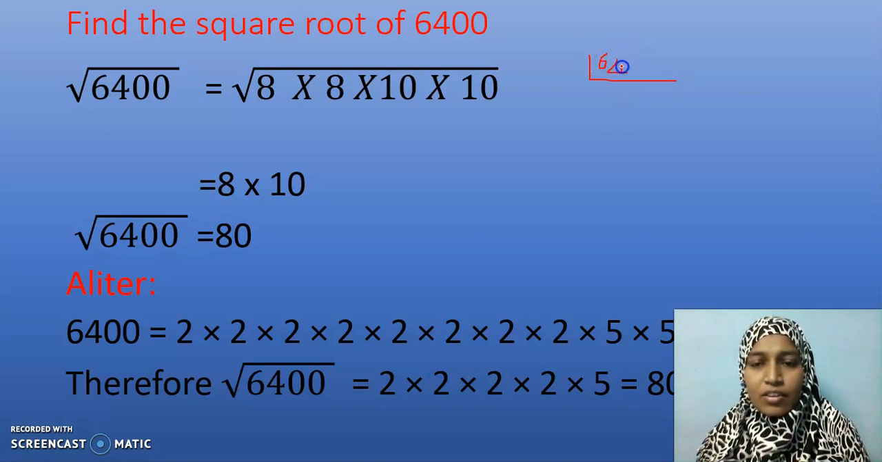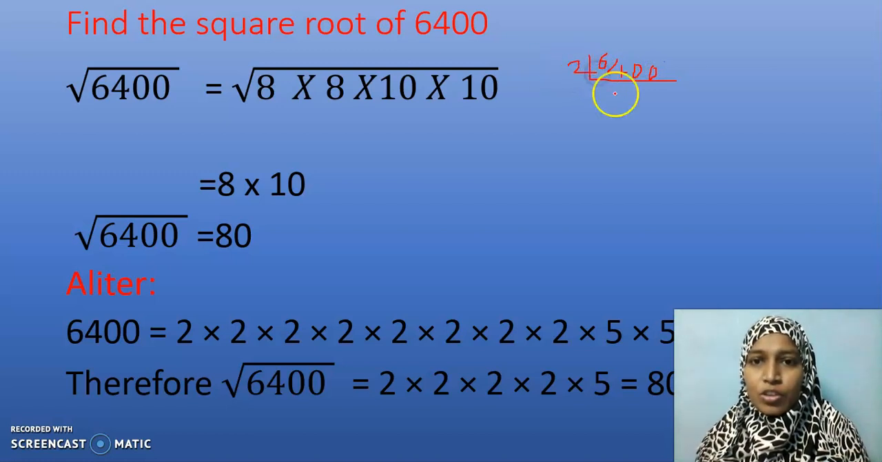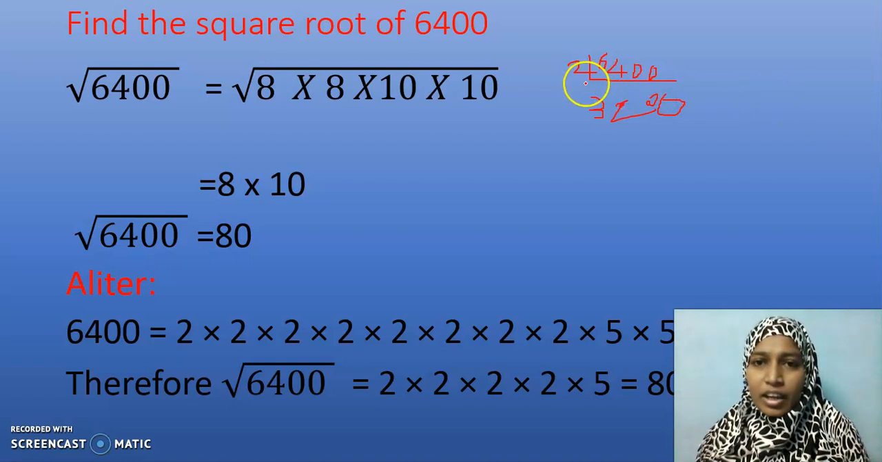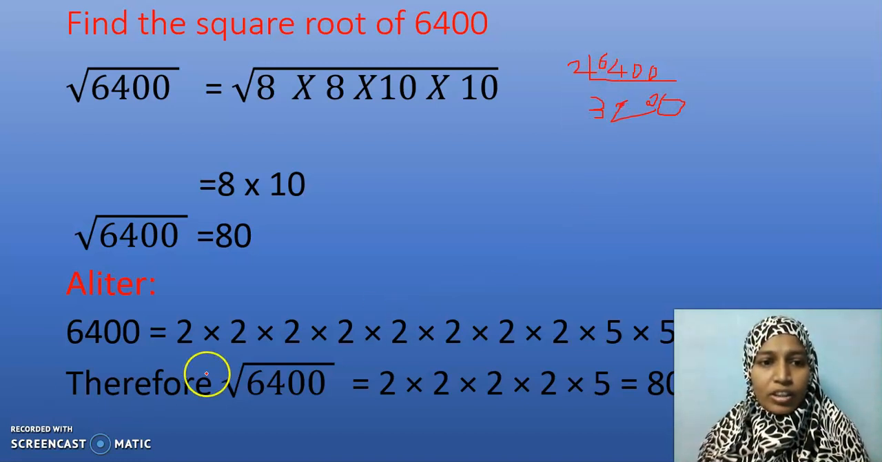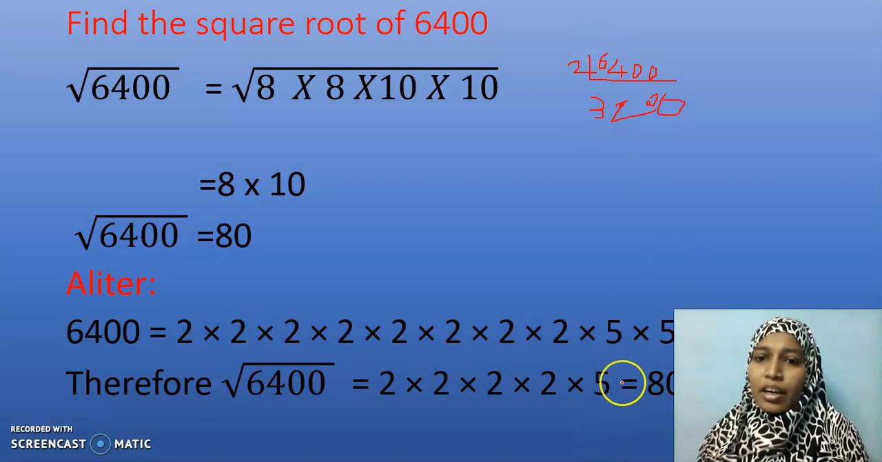6400. Whenever you start doing prime factorization, it's good practice to start with the prime numbers. This is the smallest prime number, 2. So we will have 3 2s are 6, then 2 2s are 4, then 0, 0. Isn't it, my dear children? As I proceed like this, I get all the factors like this: 2 into 2 into 2 into 2 into 2. How many 2s do I have? 1, 2, 3, 4, 5, 6, 7, 8. 8 2s and 2 5s.